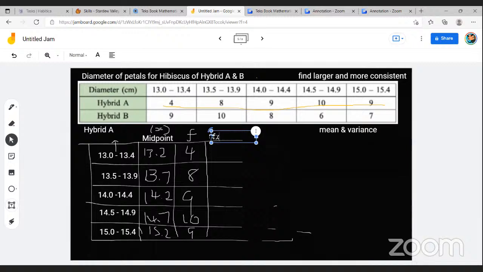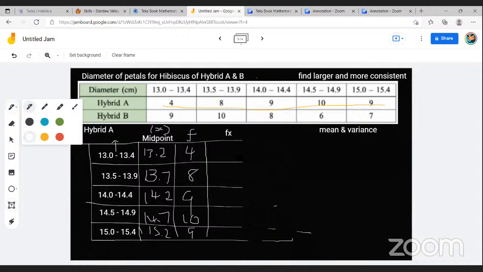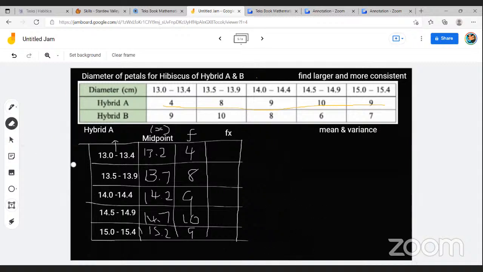So we have to make another column called fx. Now, of course, you don't need to write this all in table form. You can go straight to the method itself. But for this one, I'm gonna show it in table form first. So 13.2 times 4, you'll get 52.8. Actually, let's just try doing all of this.